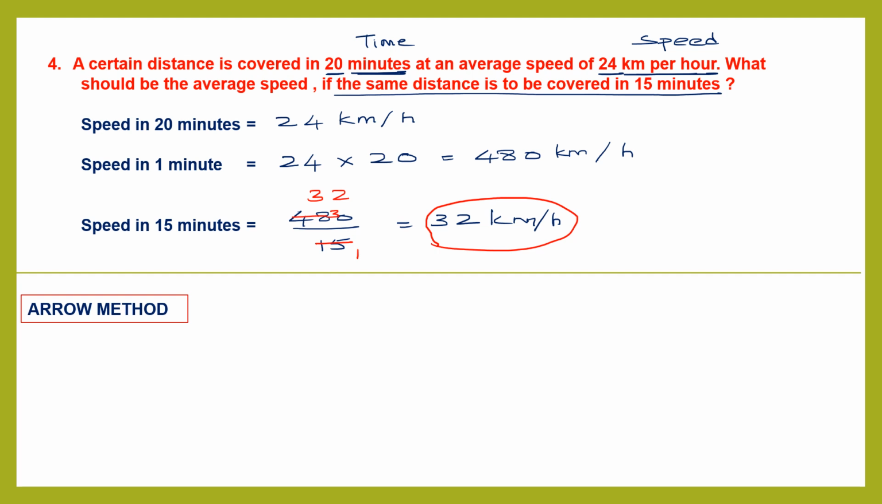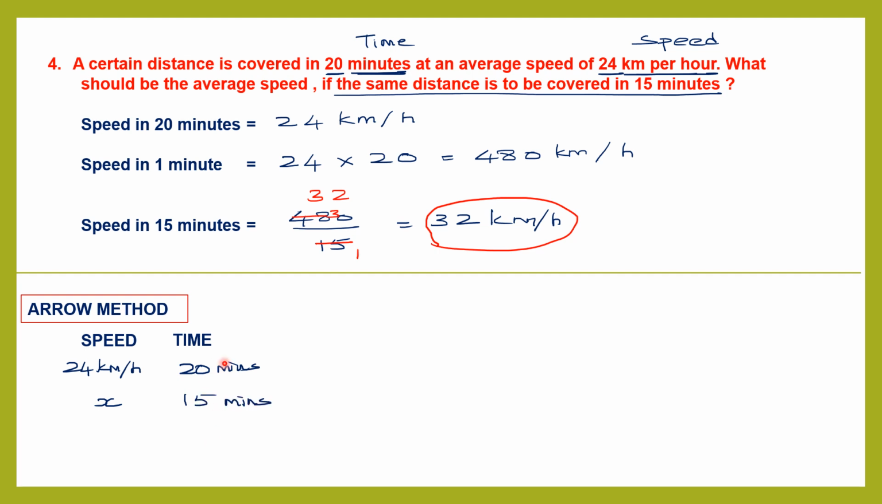Now what are we asked to find? We are asked to find the average speed. So let's put the column speed first. So we have the column speed and then we have the column time. So now let's look at the question and write: 20 minutes, it's 24 kilometers per hour. So let's write here 20 minutes means time. 20 minutes, the speed is 24 kilometers per hour. So here we are asked to find, for the same distance covered, what will the average speed be? We don't know the speed, so we are going to put x here, and the time now is 15 minutes.